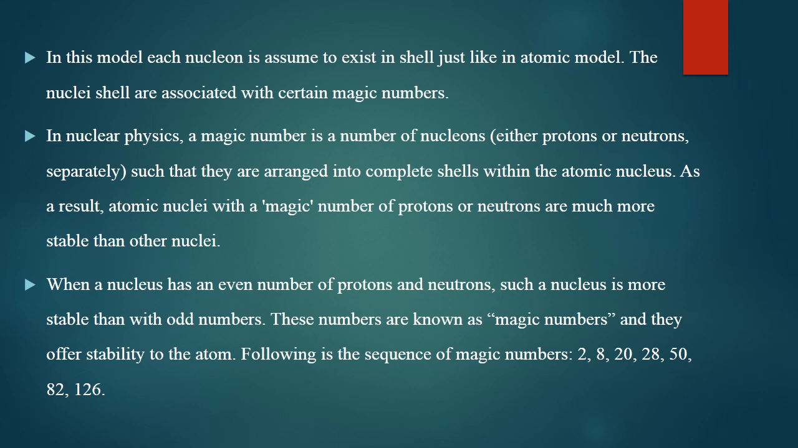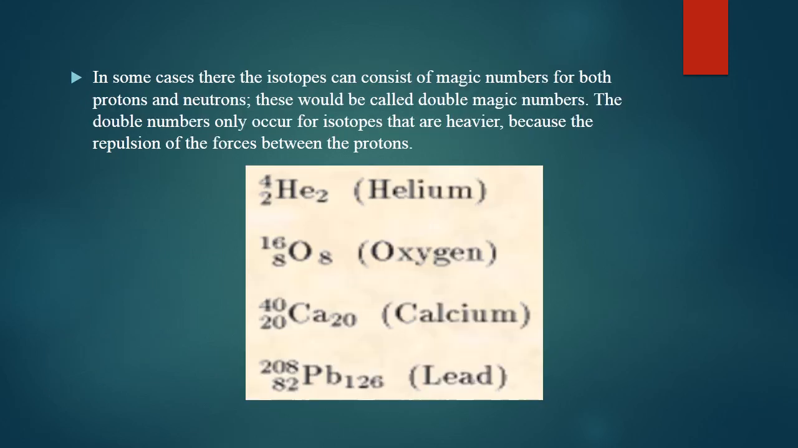So there is a pattern, and these particular numbers are termed as magic. You can see over here helium, oxygen, calcium and lead. They have doubly magic numbers, so they can be termed as double magic numbers. You can see 2He4, 8O16, calcium with 20 and lead with 126. So I have doubled their numbers in their atomic numbers.